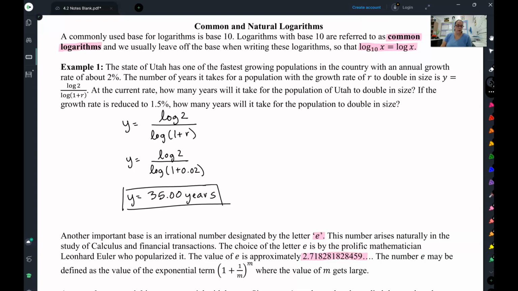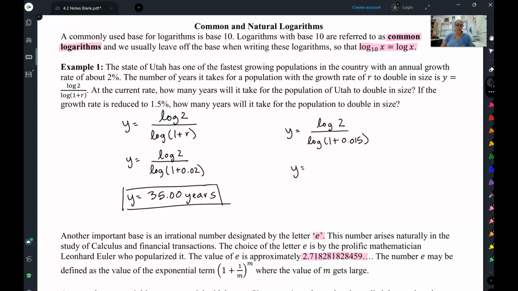Then it says, what if the growth rate is reduced to 1.5%? So now let's put in 1.5, turn it into a decimal, and then plug it in to see how many years it would take for the population to double in size if it has a growth rate of 1.5%.